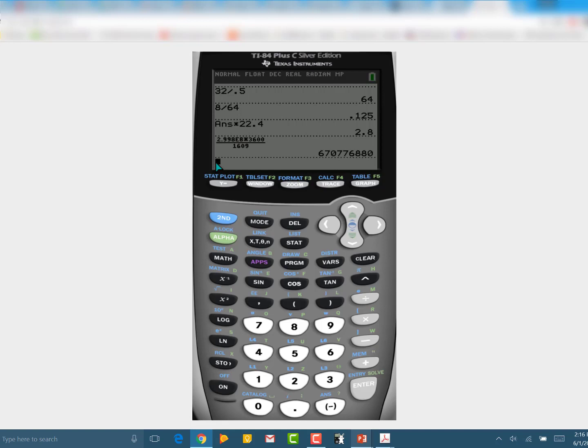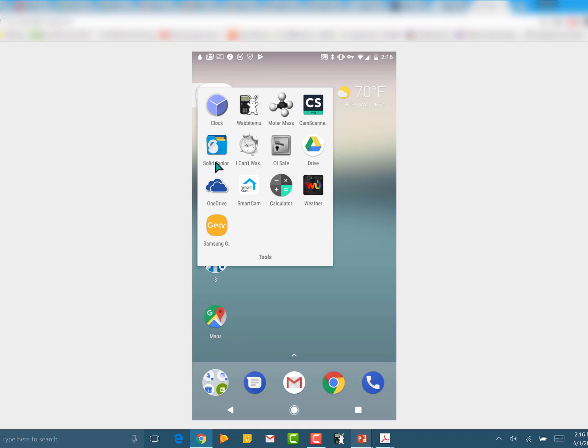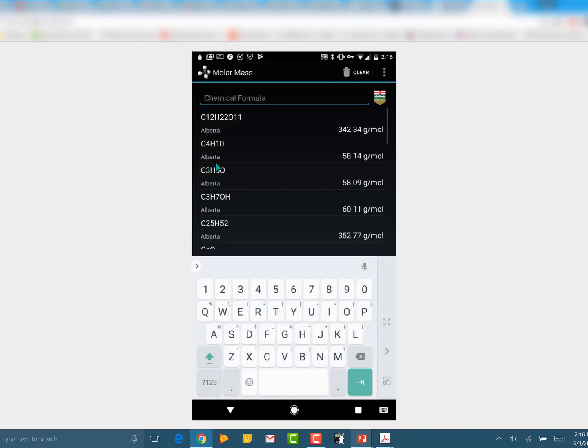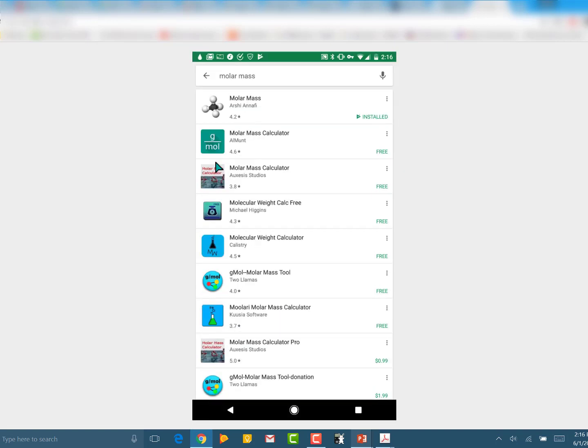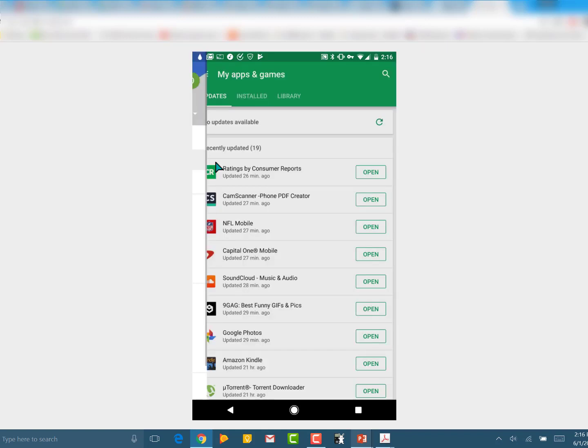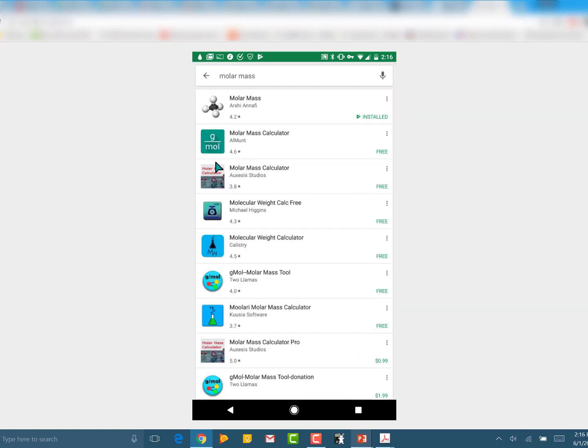So what I'm going to do is go over to my molar mass calculator. This is the one I prefer. It's on Android. I do not think it's on iOS. It's just called molar mass. If I do a search for molar mass, then I'll find all these different choices.